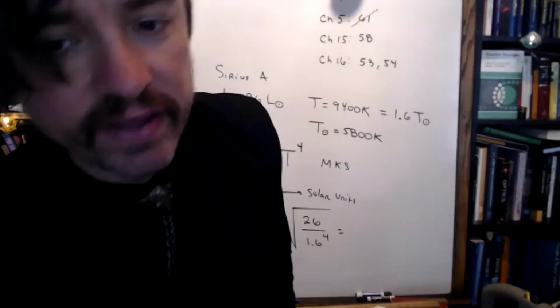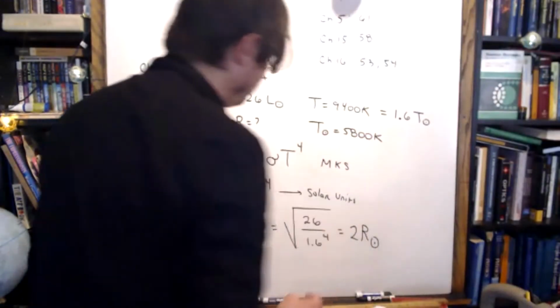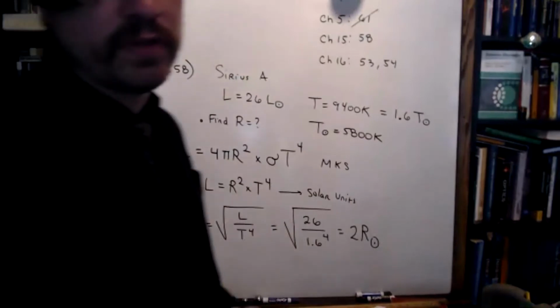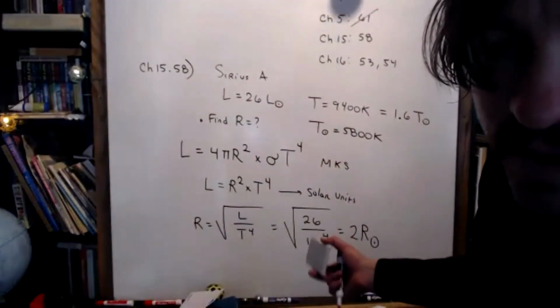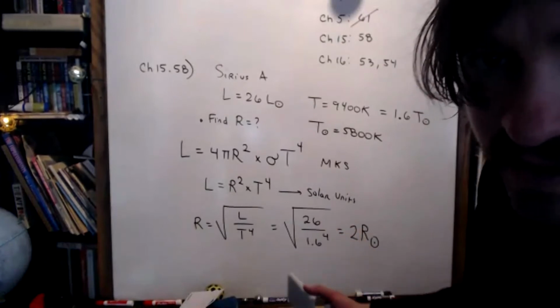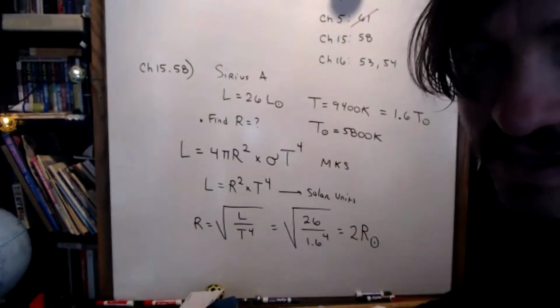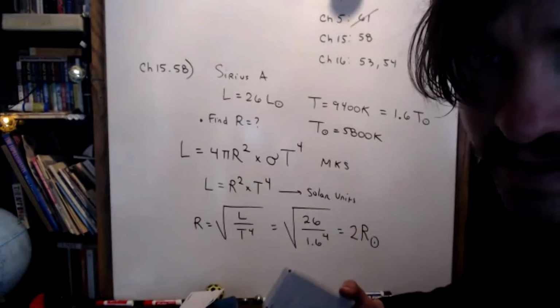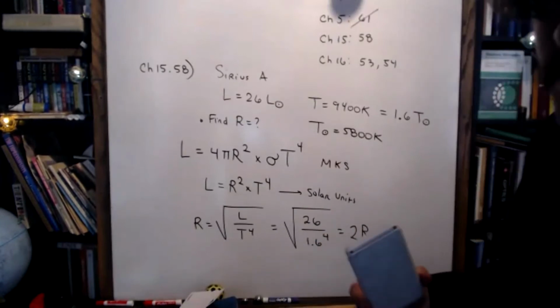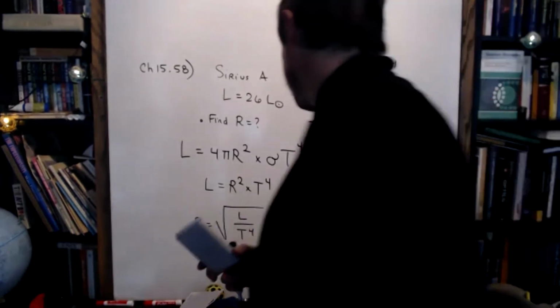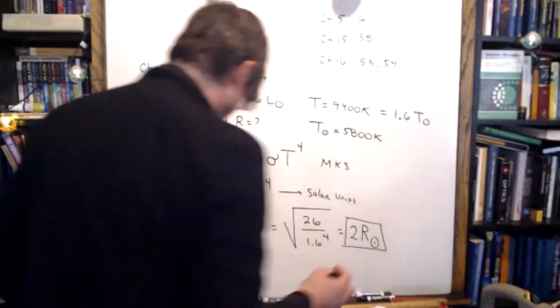We'll go with the book's values. I think we did this right. 2 solar radii is what you would get. By the way, the book probably used data from like 5 years ago, and they've probably published papers in the last 5 years that updated better estimates of the luminosity and the temperature of the star. So I think that's why that happened. We'll just go with 2 solar radii because it's a nice, clean, easy number.